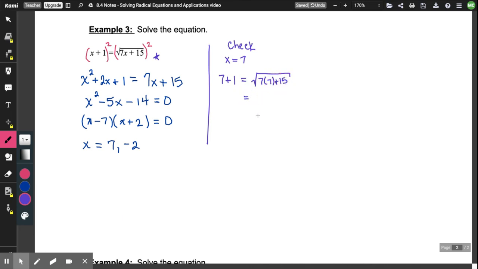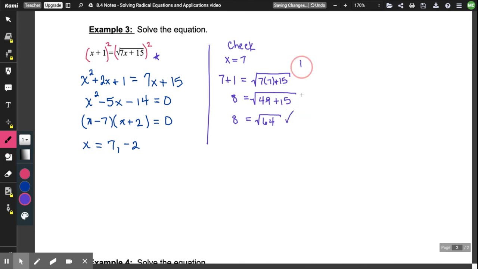Now this time I do have things to simplify on both sides of the equation. So I'm going to work on them simultaneously. 7 plus 1 is 8. On the right side of the equation, before I can deal with the square root, I need to do everything inside it. So 7 times 7 is 49. So now I've got 49 plus 15. So I have to add 49 and 15. So 49 plus 15 is 64. And at this point, I can see that that is in fact true. The square root of 64 is in fact 8.